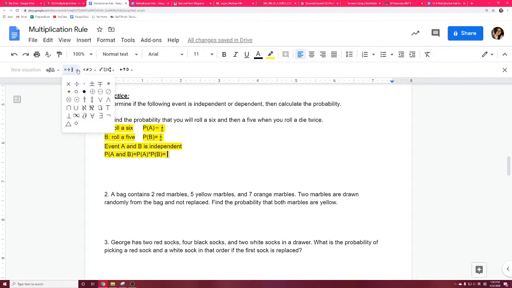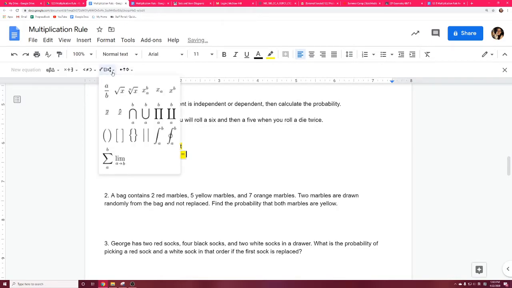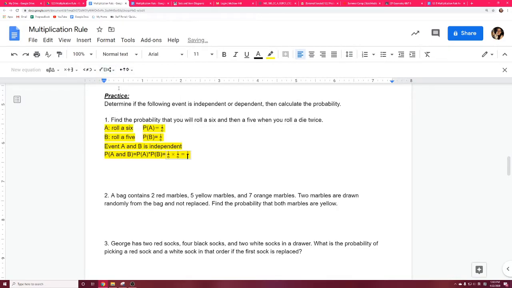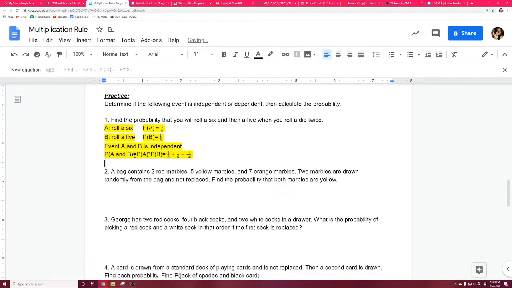1/6 times 1/6. Okay, 1/6 times 1/6 is 1 out of 36. So this is your probability. The probability of A and B happening is 1 out of 36.